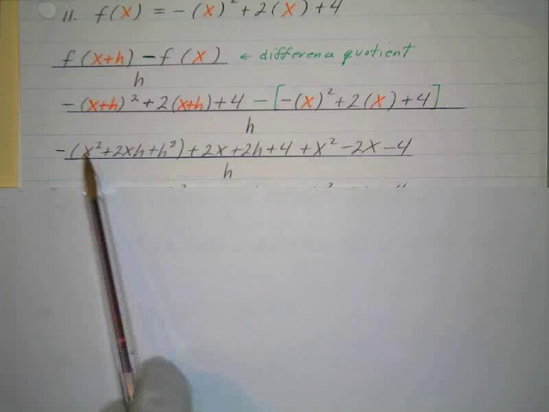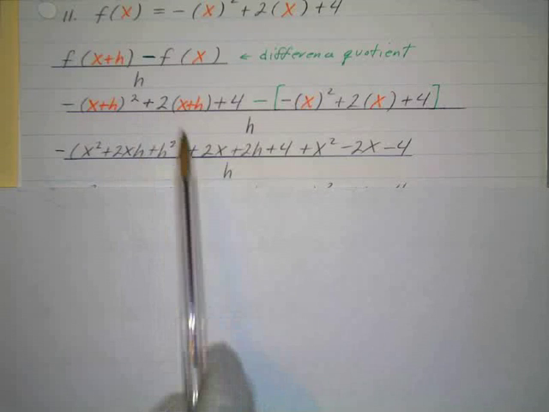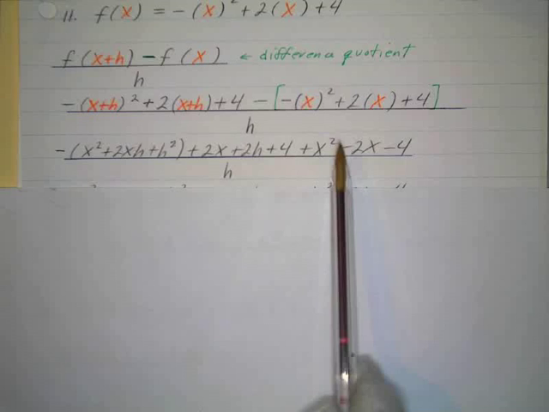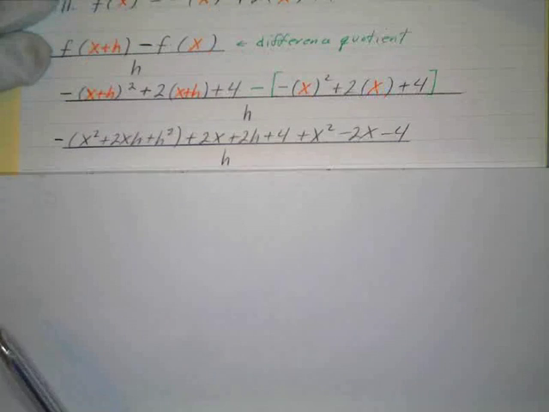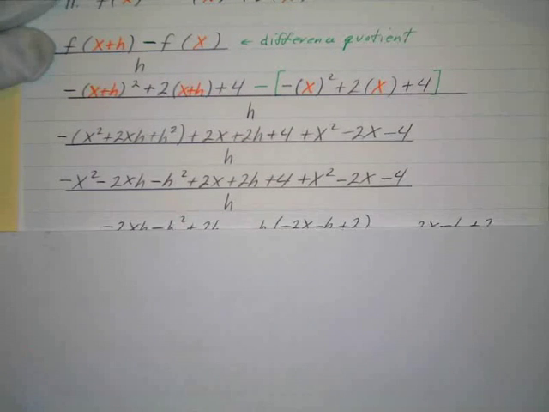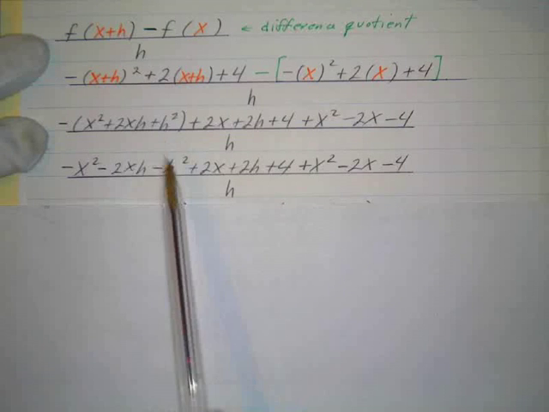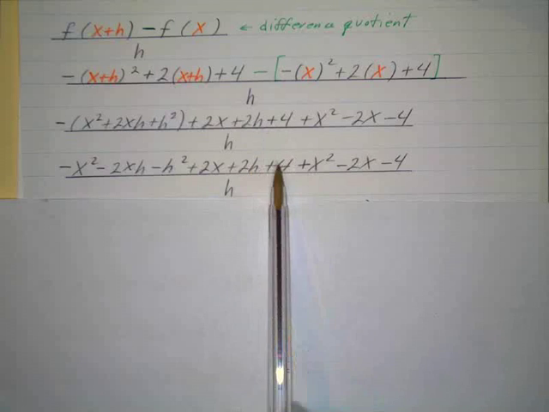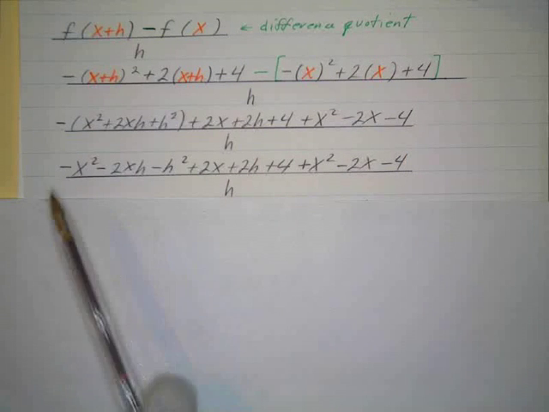So when we square this, we get x squared plus 2xh plus h squared, and then we can multiply this out: 2x, 2h, plus 4, positive x squared, negative 2x, negative 4, all over h. So that's all simplified, and then we'll remove this parentheses, taking an extra step just to play it safe. And we have negative x squared, negative 2xh, negative h squared, and then again the 2x, 2h, plus 4, plus x squared, negative 2x, negative 4, and notice again what happens.